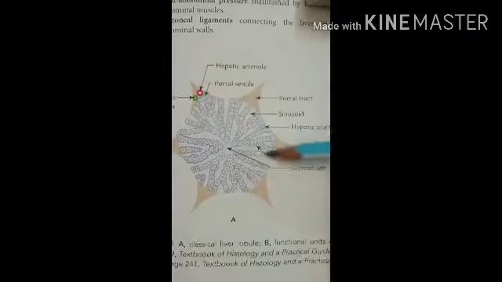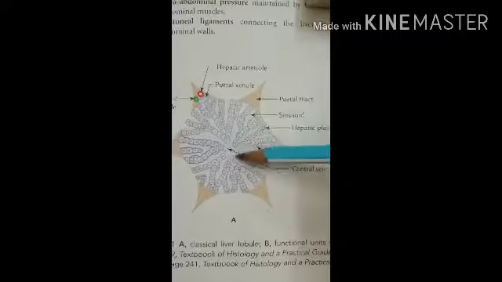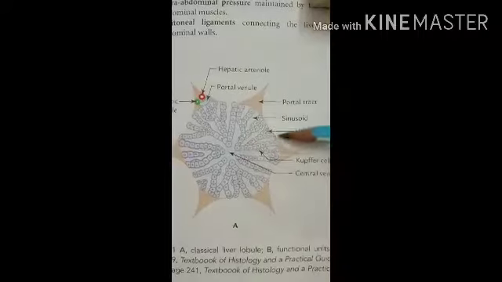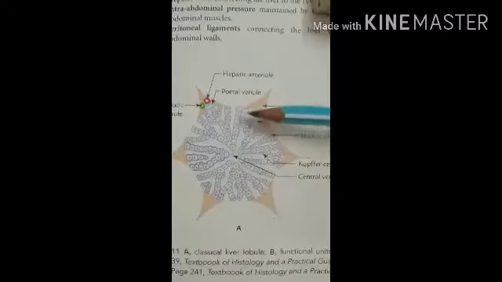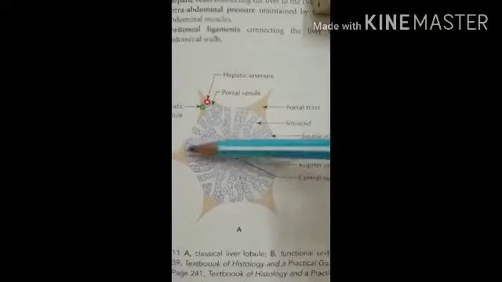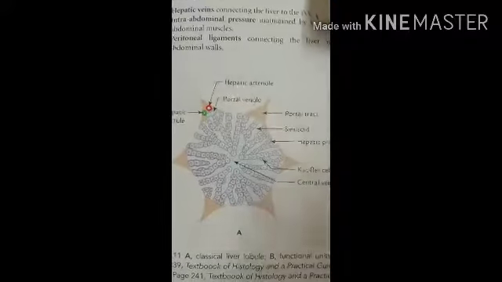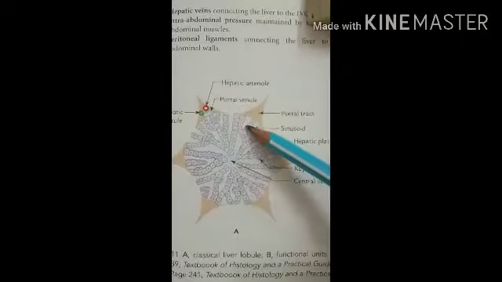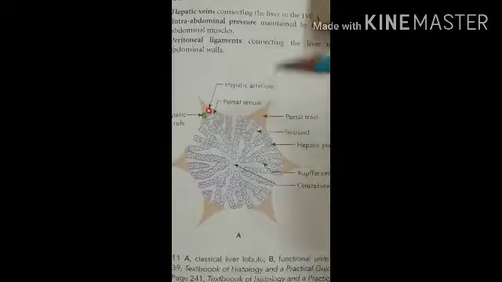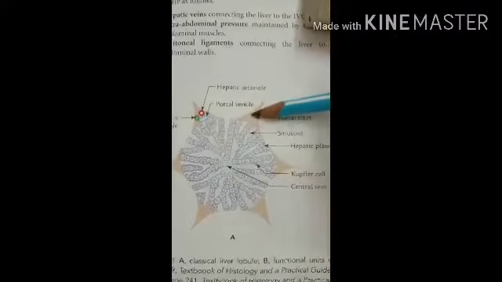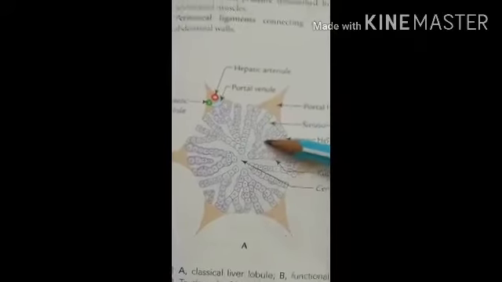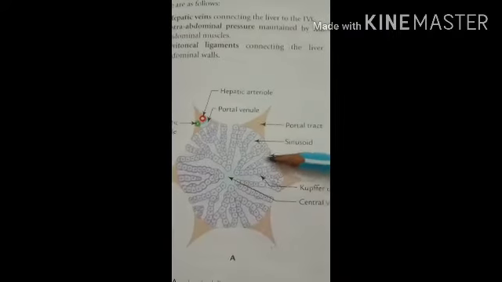Then central to the hexagonal lobule there is the central vein. Here you can see the central vein, and peripheral to the central vein there are the hepatocytes in the form of laminae. Each lamina is separated by sinusoids: between two laminae the gap is called the sinusoids. On the other side of the sinusoids there is the bile canaliculi.